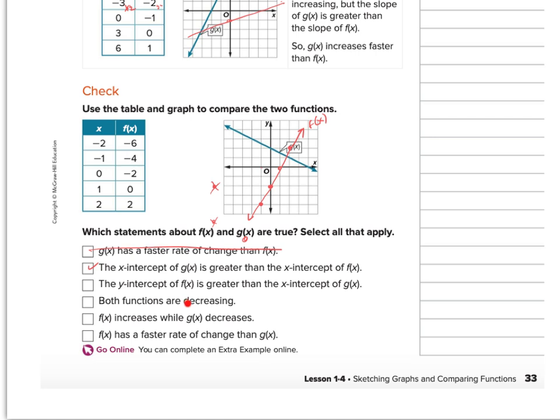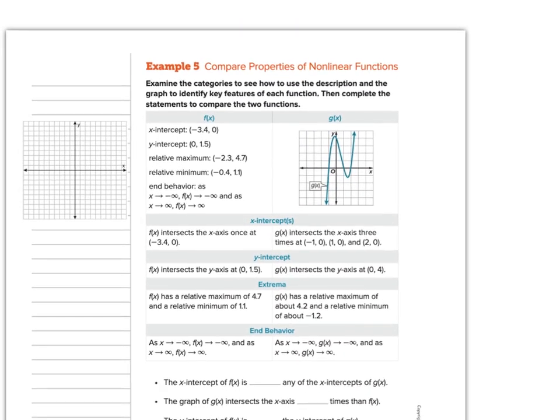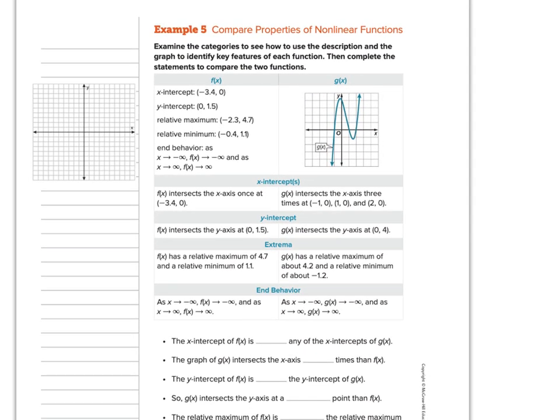Both functions are decreasing. That is not correct, because f of x is increasing with a positive slope. F of x increases while g of x decreases. That is a true statement. And then f of x has a faster rate of change than g of x. That is a true statement. So there you go. Again, just being able to look at the characteristics of my functions, and then comparing properties of nonlinear functions again.